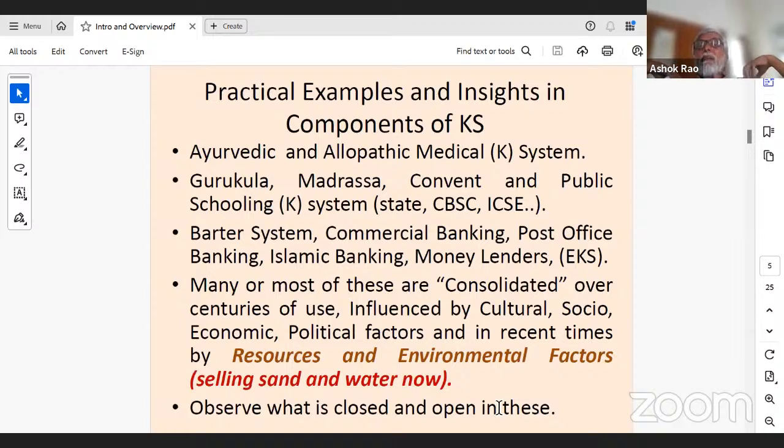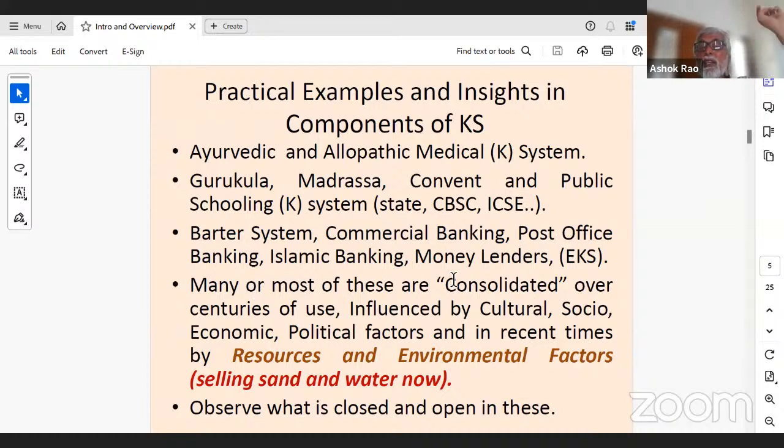So let's look at practical examples and insights into components of knowledge system. Predominantly what we follow, Ayurvedic and allopathic medical. These are the two dominant ones. Ayurvedic is native, allopathic is a British imposed or a British imported one. In the medical system, it is medical knowledge system. We also have Gurukula, madrasas, convent, and public schooling. So, state, CBSE, ICSE, all education knowledge systems. We also have barter system, commercial banking, post office banking, Islamic banking, money lenders. These are the economic knowledge systems.